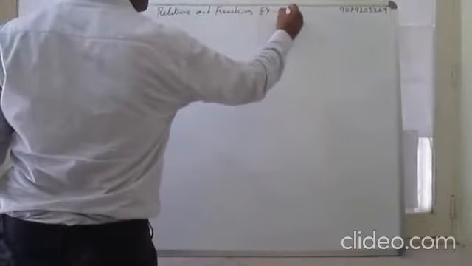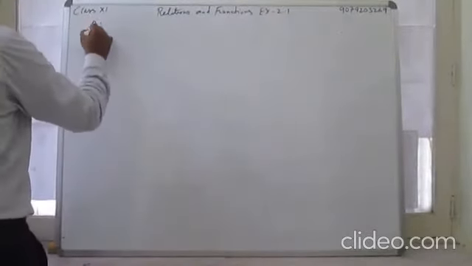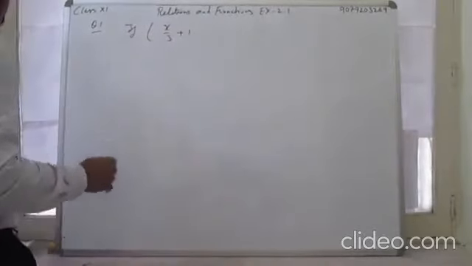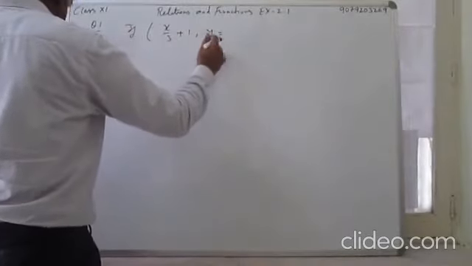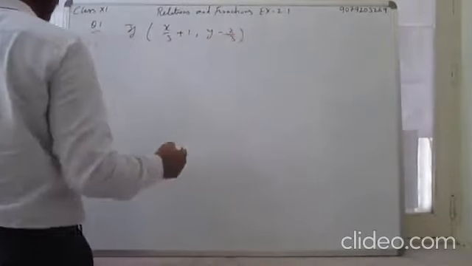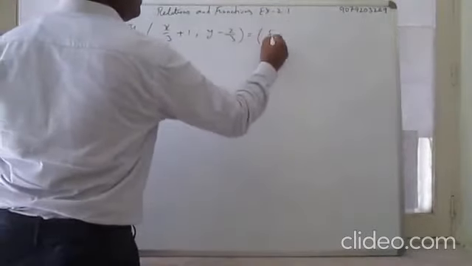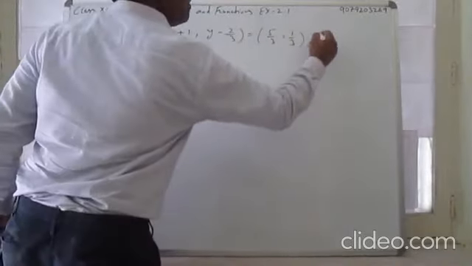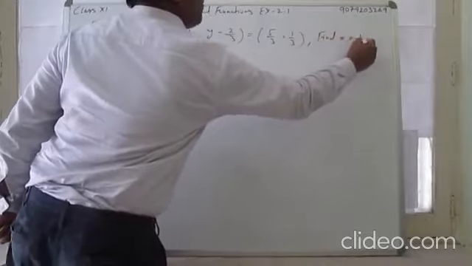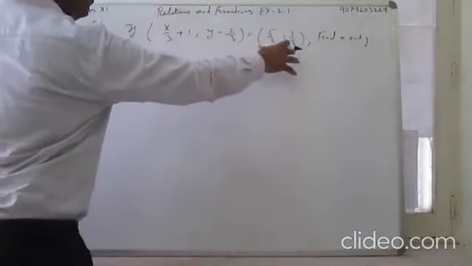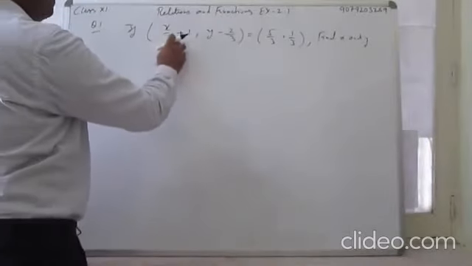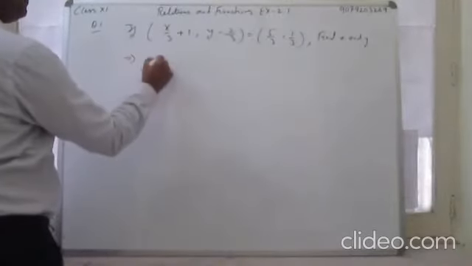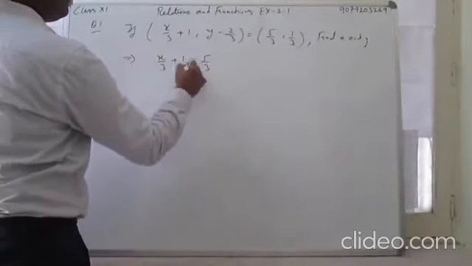Exercise 2.1. Question first. If (x/3 + 1, y - 2/3) is equal to (5/3, 1/3), find x and y. See here, this ordered pair is equal to this ordered pair. So the first elements of the two ordered pairs are equal. So this implies x/3 + 1 is equal to 5/3.